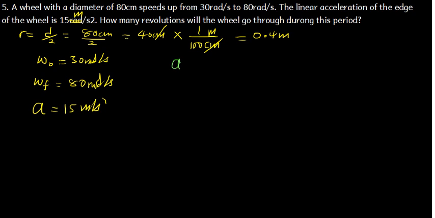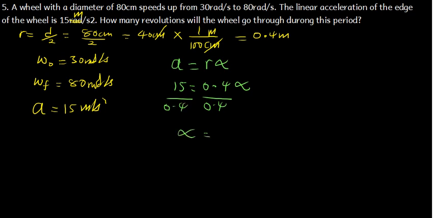We know that linear acceleration is equal to radius times angular acceleration. Linear acceleration is 15. The radius is 0.4. And then what will be the angular acceleration? Just divide both sides by 0.4. So that gives us 15 divided by 0.4, which is 37.5 radians per second squared.